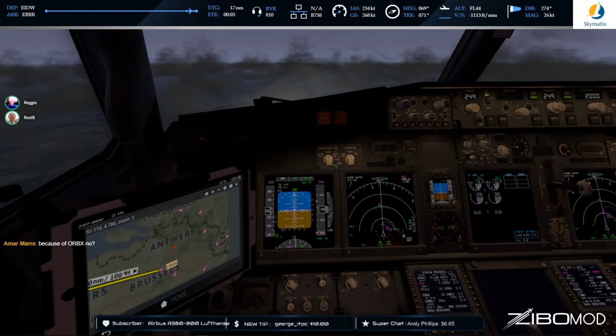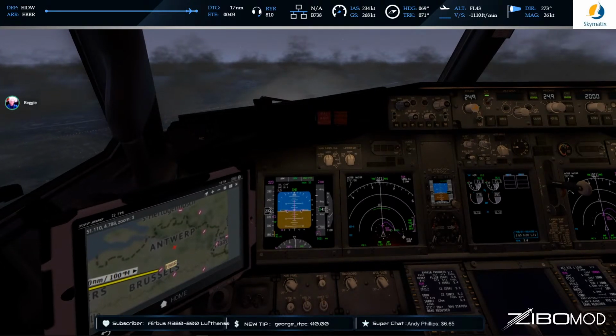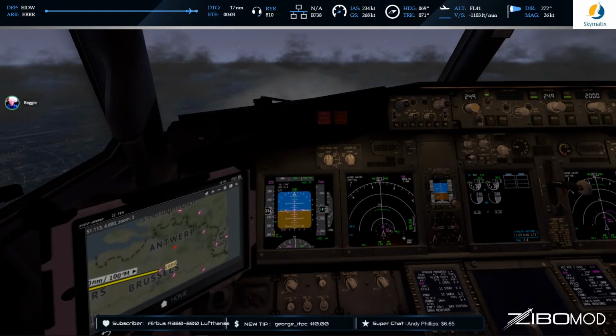It's funny you say about reliability. I've just crashed on descent. Ouch. Into Brussels. They just froze. So I'll go and see what caused that. That's with the latest update for Ziva, but never mind.